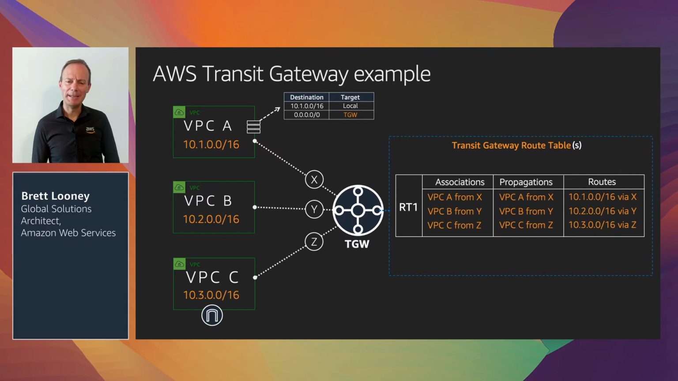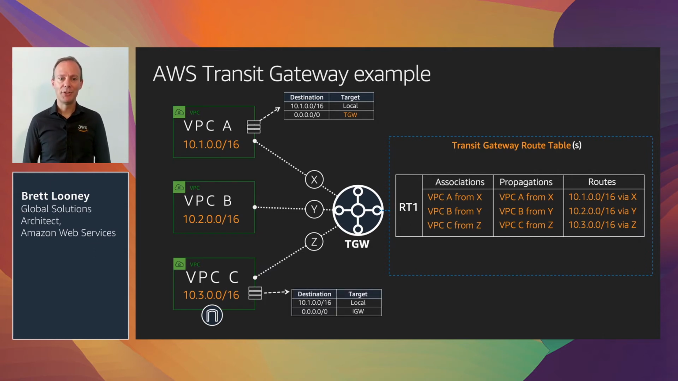Now, what about in VPC C? Let's say we put an internet gateway in there. We can't really have the default route pointing to transit gateway. That just won't make any sense. Instead, you'll have the default route pointing to your internet gateway. So how do we get to transit gateway? In this case, it's pretty easy. We just do a 10.0.0.0/8 route, and we push that to transit gateway. So it's pretty straightforward.